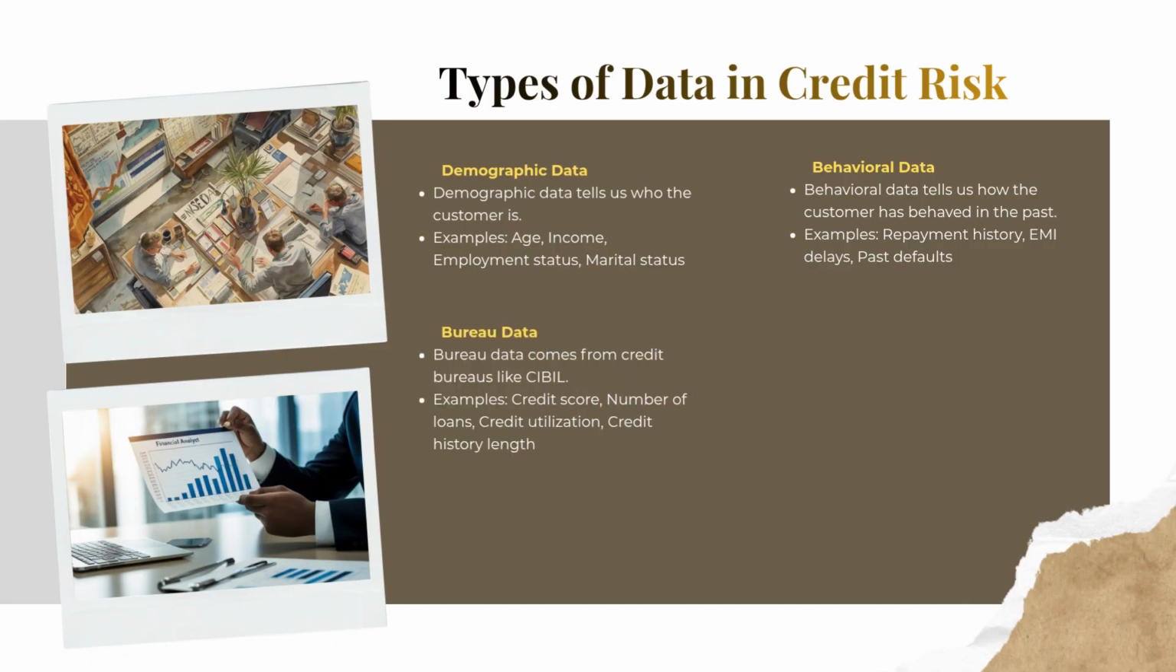Next is bureau data. Bureau data comes from credit bureaus like CIBIL. For example, credit score, number of loans, credit utilization, credit history length. This data gives us a consolidated view of the customer's credit activity across all lenders. Banks heavily rely on bureau data for decision making.